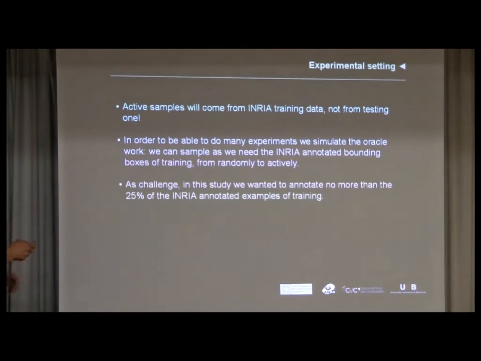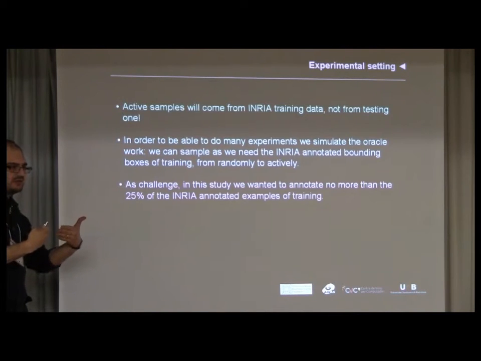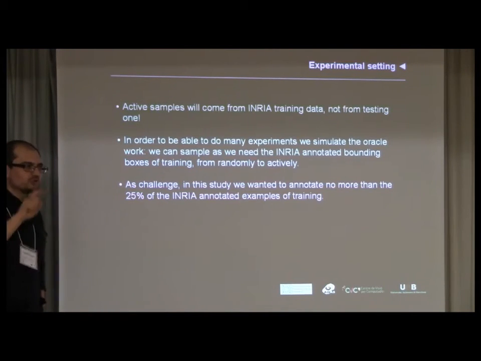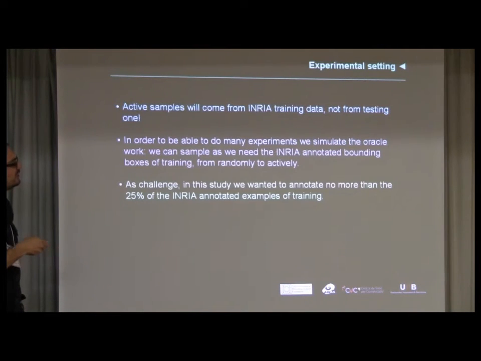For the experimental settings, what we did is the following. First, I must say that the active samples come from the INRIA training data, not from the testing data. So we are really using the same data for training. In order to do as many experiments as we can, of course, we cannot have a person annotating for each experiment. So what we did is a simulation of the oracle, because we have all the training data of INRIA annotated. We can sample this data, simulating the active behavior or the random behavior.